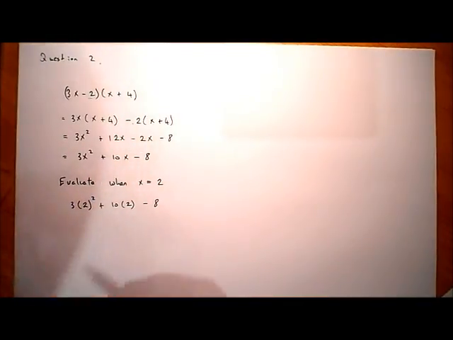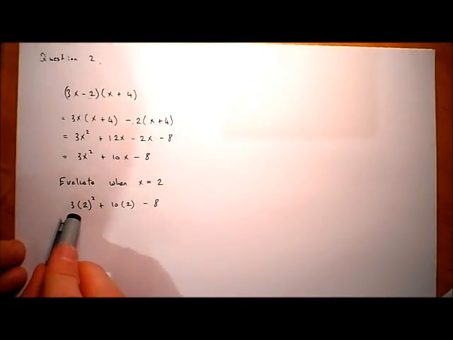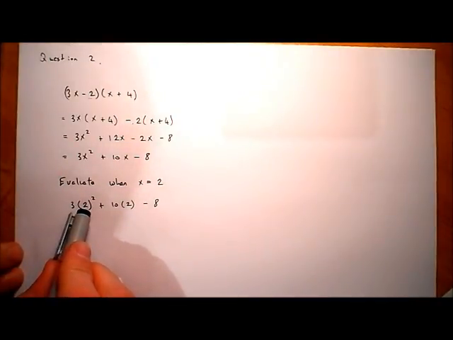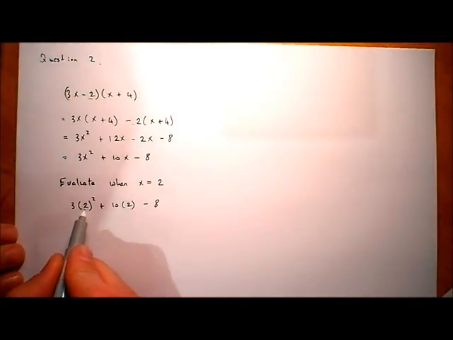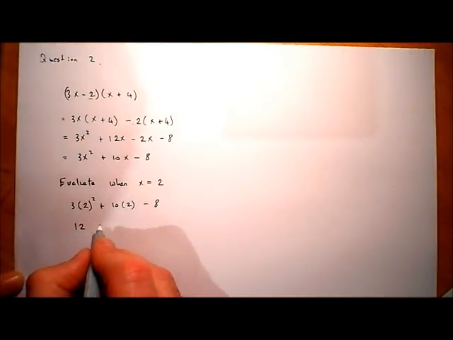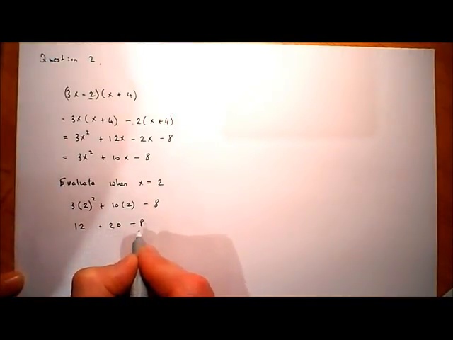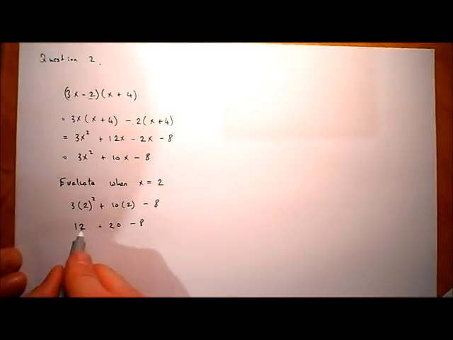And now I worked that out. So be careful here. This is telling me to square the 2. So 2 squared is 4, and then 4 multiplied by 3 gives me 12. So this part is 12. And then I've got plus 10 by 2, so plus 20, minus 8. So what have I got? I've got 12 and 20 is 32, minus 8, and 32 minus 8 is 24. So the final answer after all of that is 24.